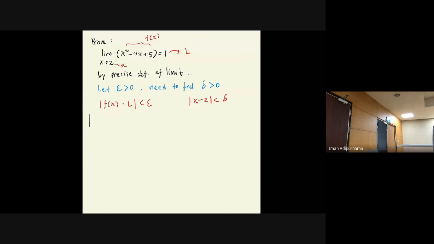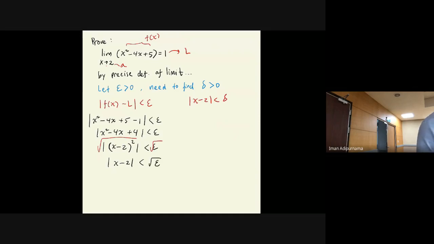So the function is x squared minus 4x plus 5, and then minus 1, the L, is less than epsilon. We may need to solve this first. So it will be x squared minus 4x plus 4 less than epsilon. I think we can factor it. Then we can square both sides here, because it's always positive and we only consider positive epsilon. Then we have these relations.